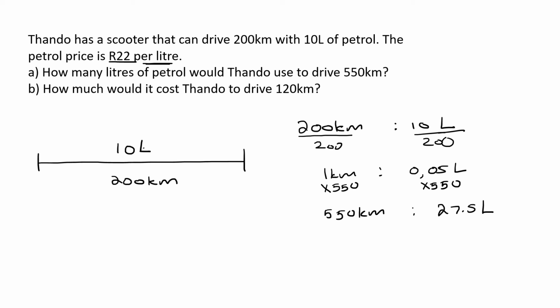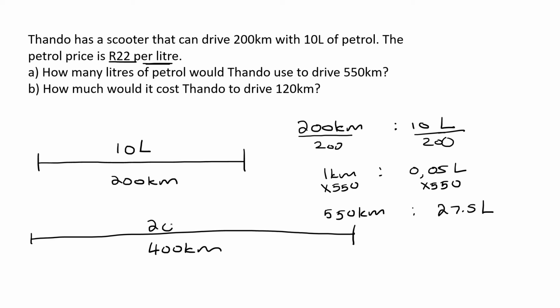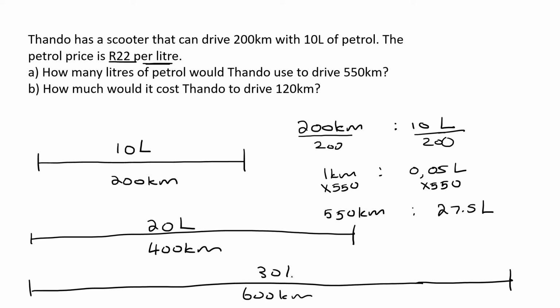Think about this. If you drive 200 kilometers, you are going to use 10 liters of petrol. So if you drive 400 kilometers, you are going to use 20 liters of petrol. If you drive 600 kilometers, then you would use 30 liters. So if you drive 550 kilometers, it should be somewhere in between those numbers. And so 27.5 makes sense. So the answer for this one is 27.5 liters.